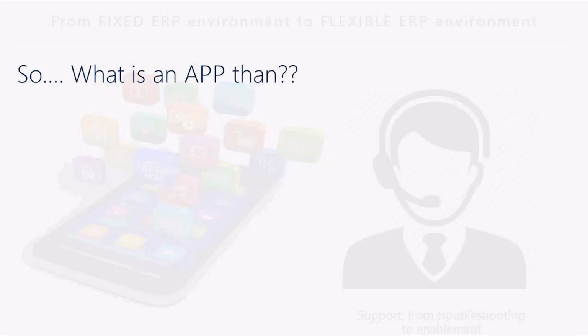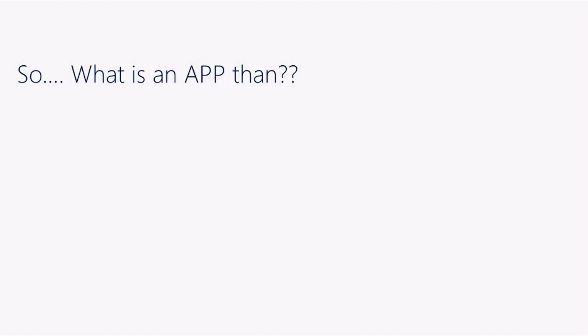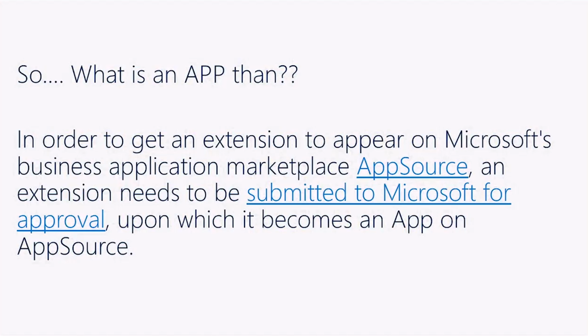of apps. So if we talk about apps and extensions, what is the difference? Well, it's basically very easy. An extension is the way we program it, and if we upload it to the App Source website by Microsoft and it's validated by Microsoft, then we call it an app.